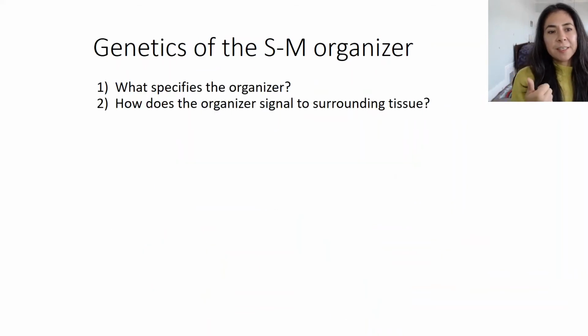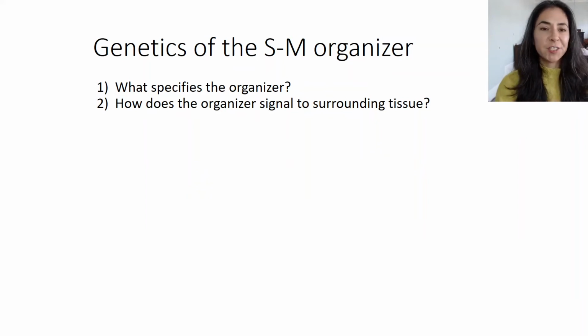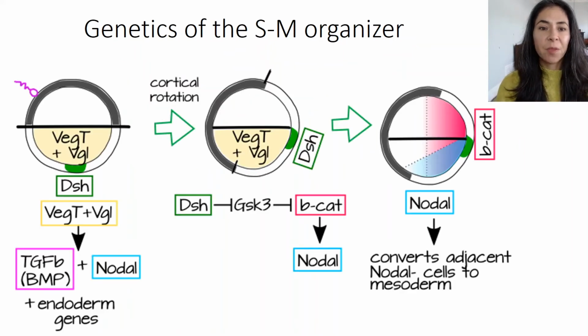So what specifies the organizer, and how does the organizer signal to surrounding tissues? Well, it's both complicated and simple at the same time. So we're going to look at a slightly pared down version of this. There are other genes involved in this, but I'm just going to focus on the major players in it that have really big effects.